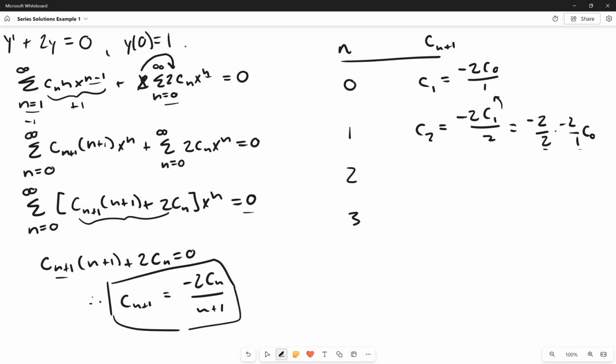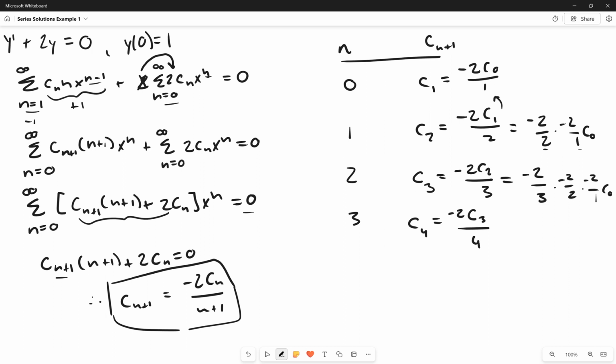And then when n is 2, we have c3 equals negative 2 c2 over, it's the same thing down here, 3, but this is just negative 2 over 3 times negative 2 over 2 times negative 2 over 1 c naught. Exact same story down here, right? This should be very familiar by now. We see the pattern. So obviously, on the denominator, we have a factorial, right? Each time n goes up, we get something that increases by 1 as an integer on the bottom, right?